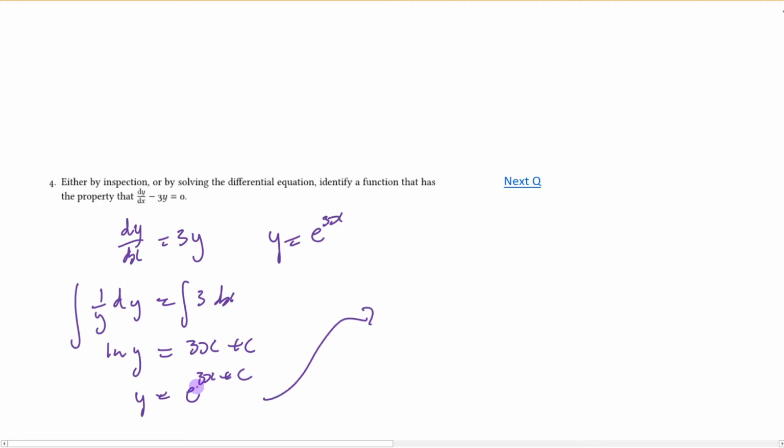And therefore, we can write that as y is equal to e to the 3x times e to the c, because obviously if we add the indices we can do that. And e to the c, we're just going to let equal a. So therefore, y will equal some multiple of e to the 3x.